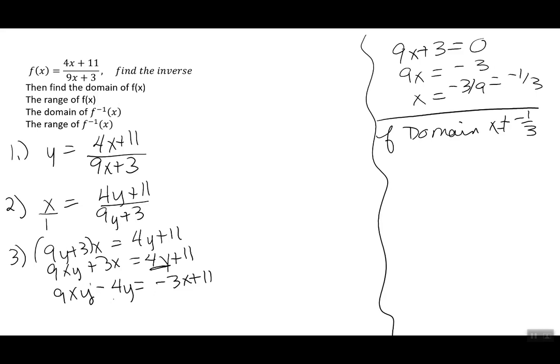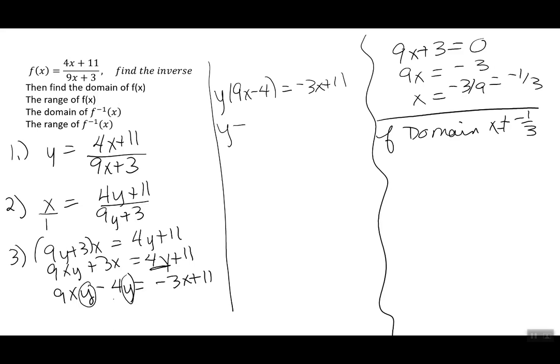Key step here is they both have a y, and I need to factor that out. So I take the y out, I have 9x minus 4. I still have negative 3x plus 11 on the right. To get y alone, I'm going to divide. So I have negative 3x plus 11 divided by 9x minus 4. This is what we were looking for. This is the inverse function.